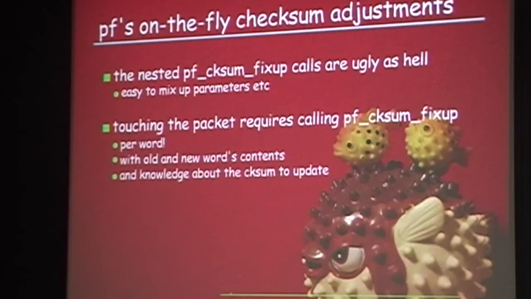Almost. Whenever we touch a packet, we have to do the checksum fix-up. And we have to do this per word. The checksum fix-up function needs the old word and the new word, so that it knows what changed, and it basically applies the delta to the checksum. This is kind of clever, but per word is not clever.